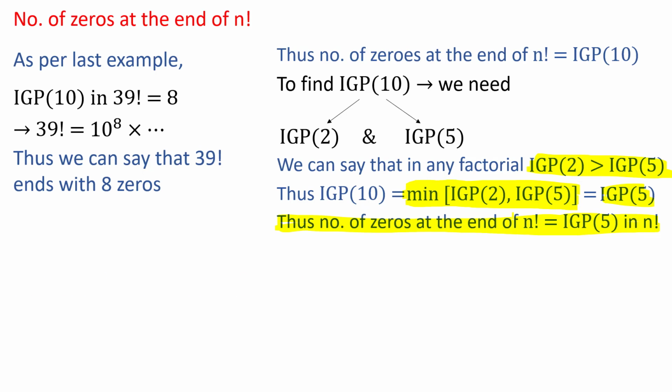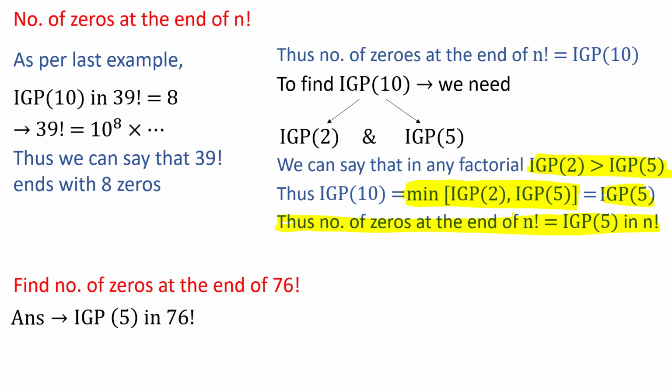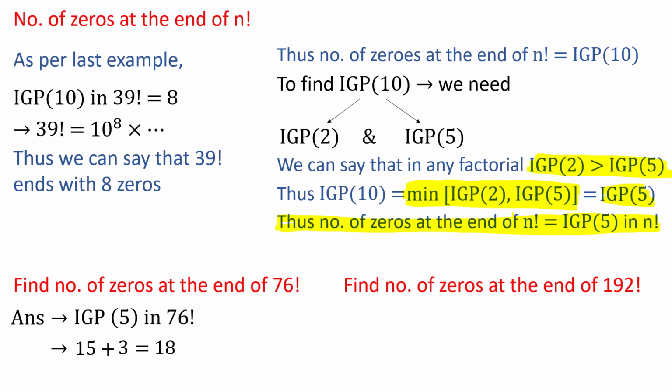Okay everyone, so this is the concept here. So now let's do a question. Let's find the number of zeros at the end of 76 factorial. So our answer is nothing but IGP of 5 in 76 factorial. So let's find IGP of 5 in 76 factorial. Divide 76 by 5, the quotient is 15. Now divide 15 by 5, the quotient is 3. Divide 3 by 5, the quotient is 0. So we need to stop here. So the number of zeros at the end of 76 factorial is going to be 18.